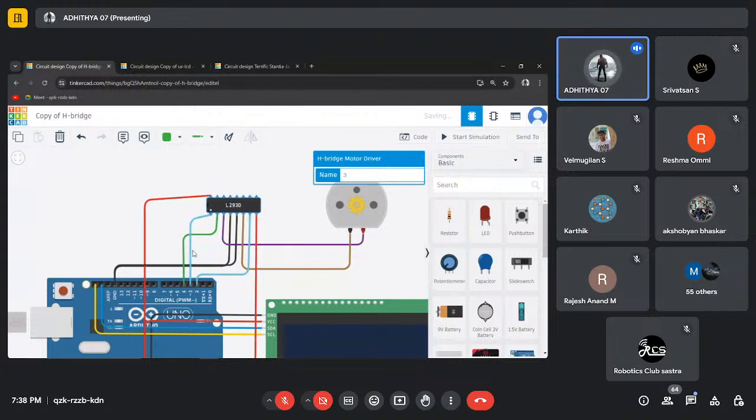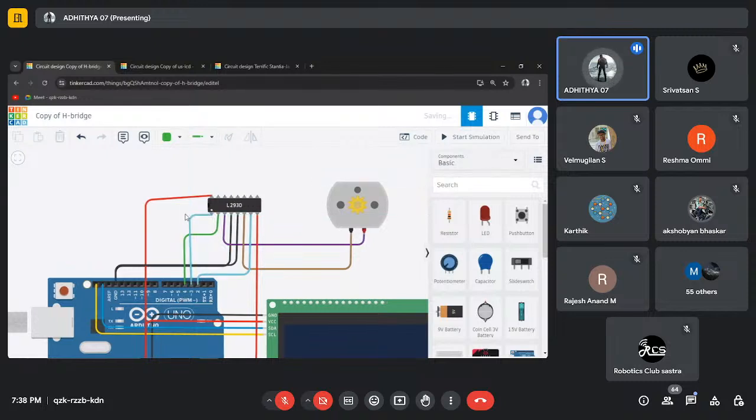So enable 1 I have connected to pin number 3. Pin number 3 is a PWM pin. I hope you know what PWM is, but in case you don't, I'll explain it in a short way. A PWM value is a value between 0 and 255, specifically in Arduino. It is similar to an analog value, where it gives a continuous set of values.